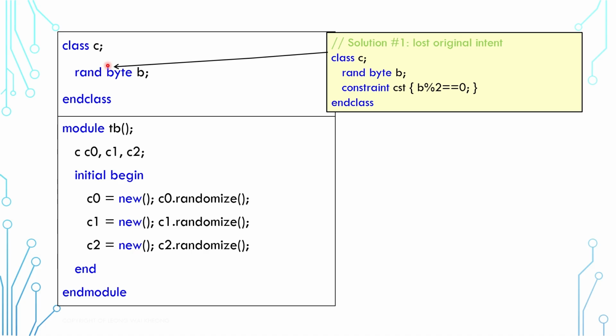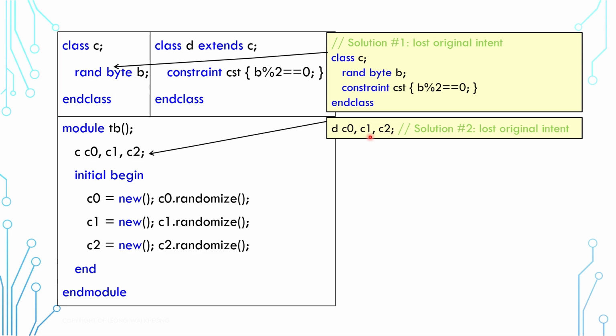To add an extra requirement on top of an existing one, one way is by using class inheritance. In this example, class D extends class C. It has the byte and a new constraint which makes sure the byte is always an even number. By doing so, class C is not contaminated. Now, how do we use class D? One simple way is by replacing the instance class here with D. But doing so is the same as the previous example where we lost the original intent of class C.